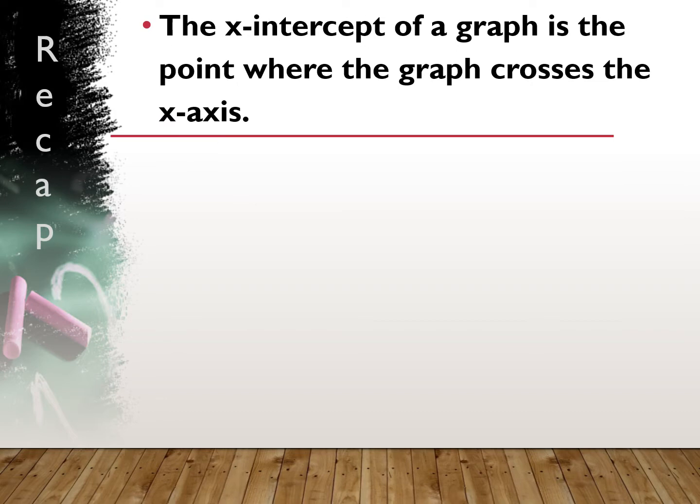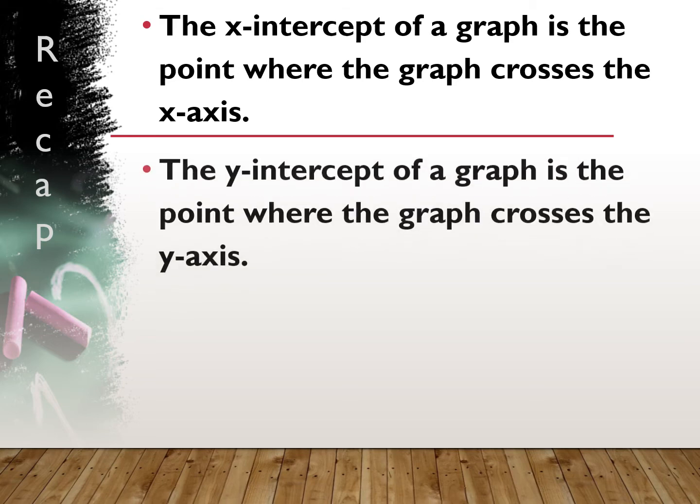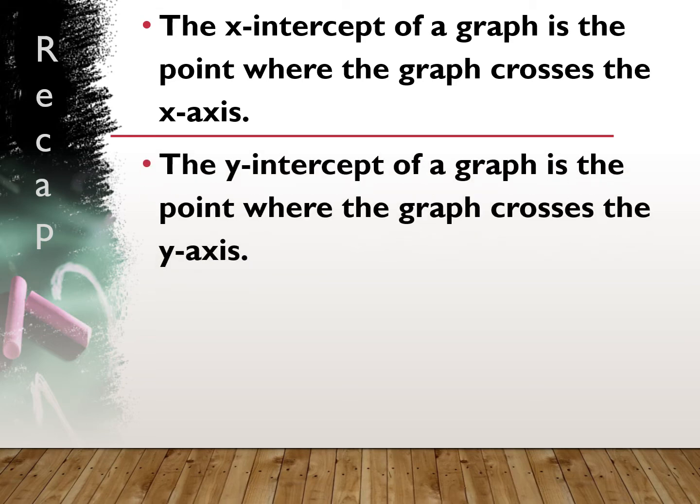Always remember that the x-intercept of a graph is the point where the graph crosses the x-axis. The y-intercept of the graph is the point where the graph crosses the y-axis.